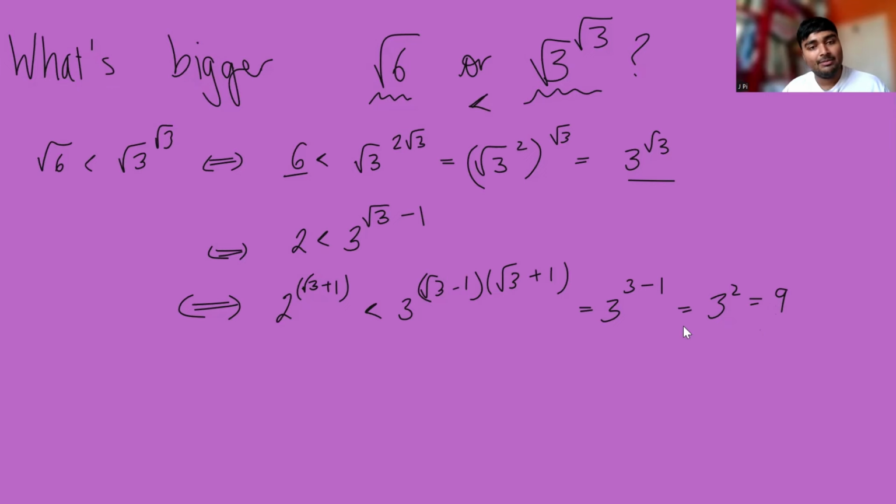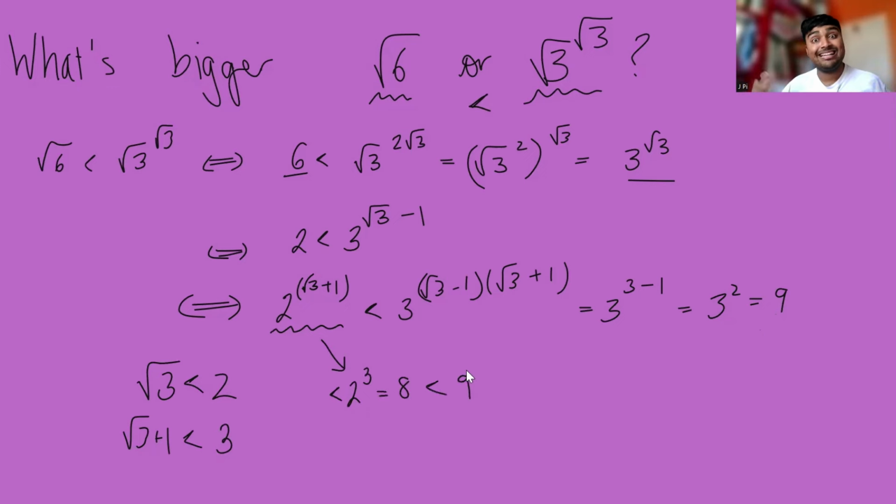But this is pretty clear because we know root 3 is definitely less than 2, because root 3 squared is 3 and 2 squared is 4. So root 3 is definitely less than 2. And so root 3 plus 1 is definitely less than 3. And so therefore this thing here is definitely less than 2 cubed, which is 8. And so it's definitely less than 9. And so that proves the inequality here. So we've proved that root 6 is less than root 3 to the power of root 3.